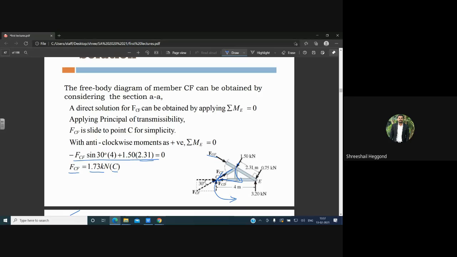Therefore, your equation for this moment will be, and both are anti-clockwise, therefore 1.5 into 2.31 distance plus FCF sin 30 into the perpendicular distance of 4 meter equal to 0, you will write the expression. But in this case, FCF will be a negative value, which means it is a compression zone. But in our slide calculation, it is directly taken.